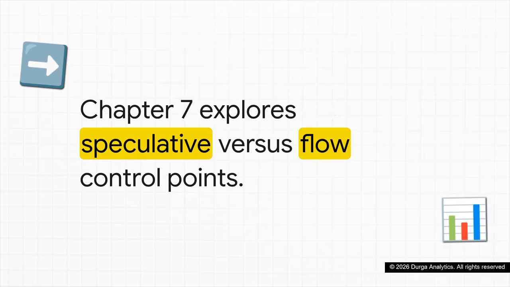Think about it. In our next explainer, Chapter 7, we're going to build directly on this by distinguishing speculative points from flow control points and pinpointing exactly where your controls must be dense after execution. Until then, manage your risk, respect the vetoes, and trade well.